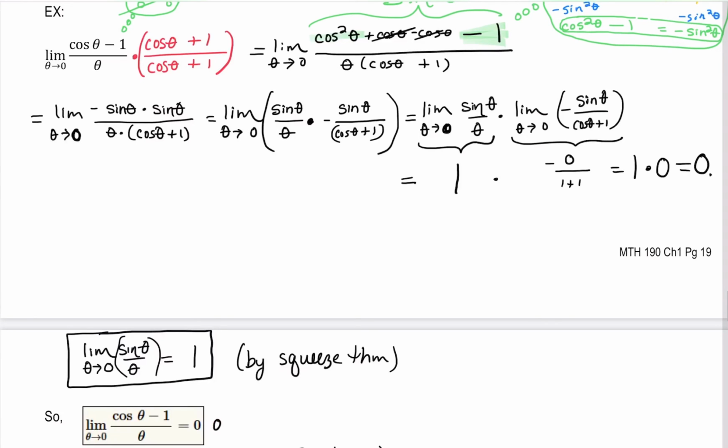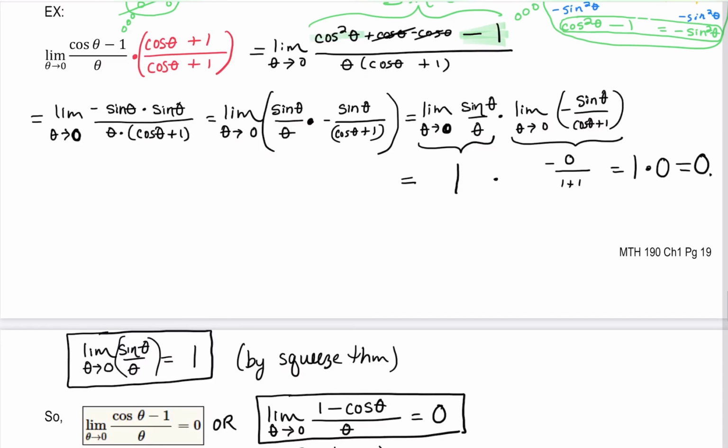Another way you'll often see this one written is they will reverse the order of the subtraction and factor out a negative, and negative 1 times 0 would still be 0. So you can equivalently write this as 1 minus cosine theta. These two are the two common ways you see this corollary written.